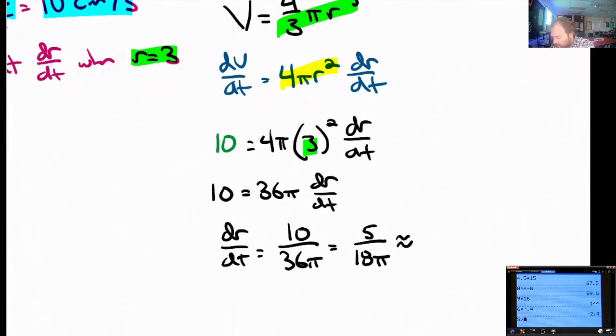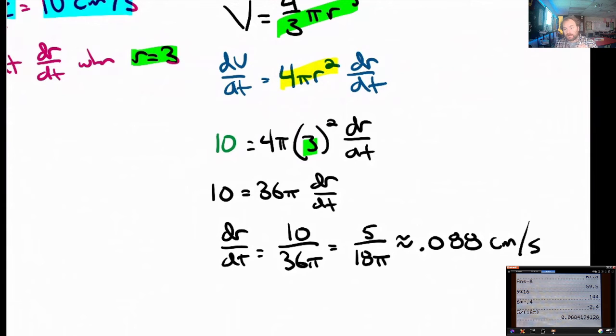But in general, if this was a free response question, I would not give the decimal. But it is 0.088. And this is centimeters per second. It's a radius, so it's just centimeters. There you go.